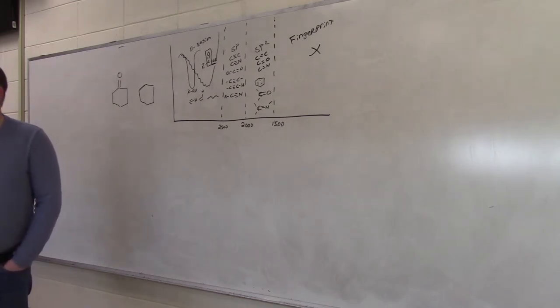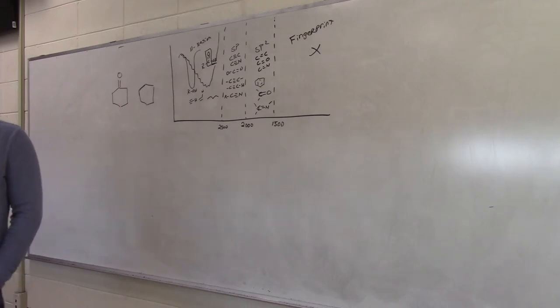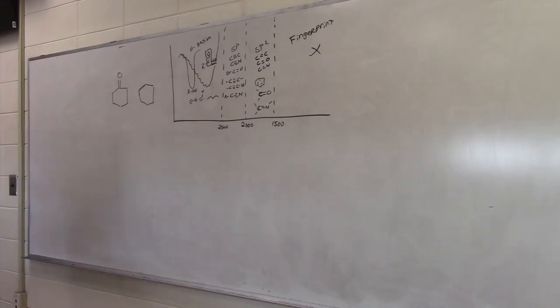Any other questions about that? For the 1500 to 2000 range. Okay, so say you're looking between two molecules, one that has a C double bond O and another that has a C double bond N. Wouldn't the O come down further than the nitrogen? So, based off of electronegativity.